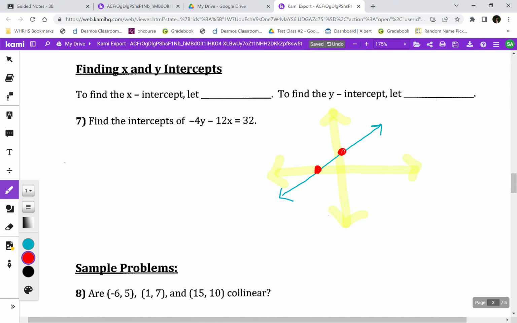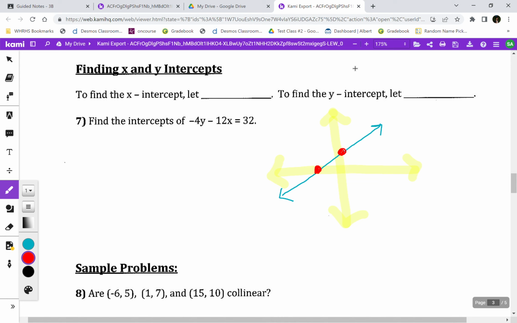Now, whenever we have an x-intercept, we're moving along the x-axis. Are we moving up or down at all? No. So what is y? Y is always 0. For the x-intercept, y is always 0.